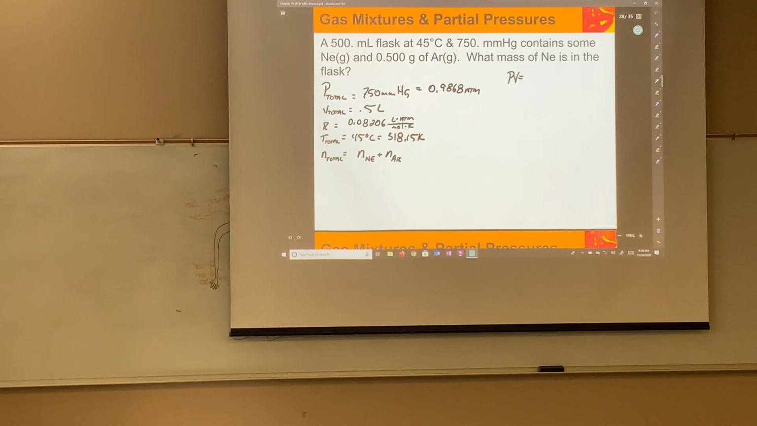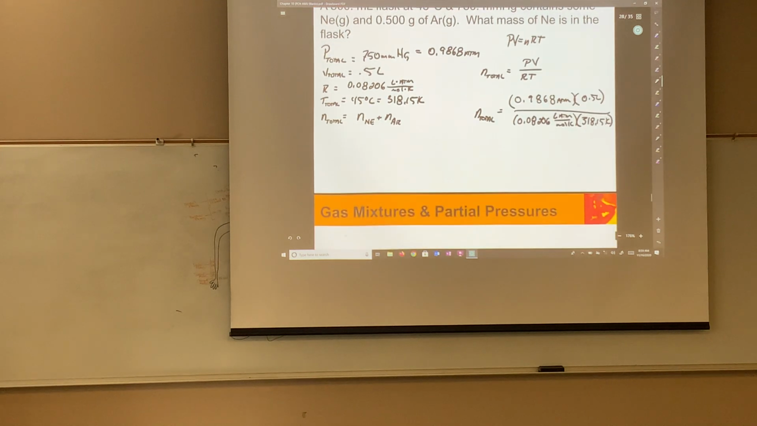So again, we have PV equals nRT, right? The total for everything. We're going to solve for n total, which is equal to PV over RT. So just to write everything out, 0.9868 atmospheres, volume of 0.5 liters, make sure the units are all good, 0.08206 liters atmospheres per mole Kelvin, and 318.15 K. Okay. N total. So I got n total equal to 0.01891 moles.